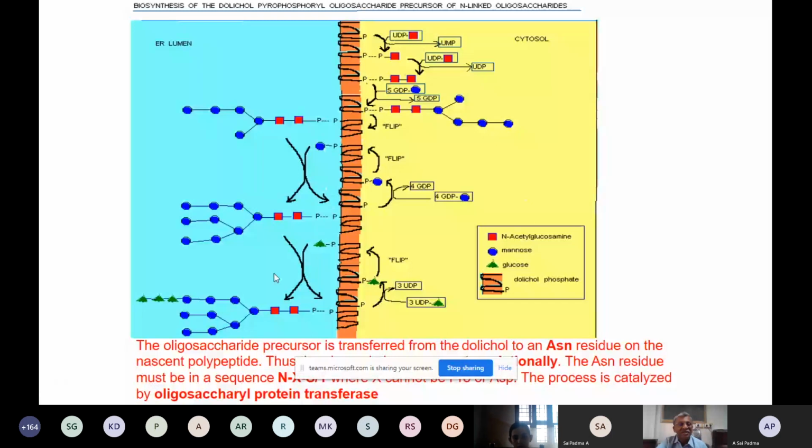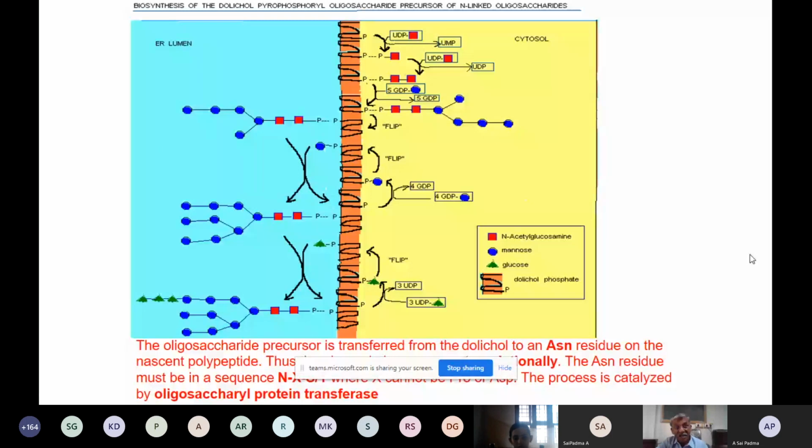And the N-acetylglucosamine is linked to the pyrophosphate, and the pyrophosphate is part of the dolichol molecule. Now, this is the core oligosaccharide that is specifically added to the glycoproteins, where there is a specific sequence of asparagine, X, serine, or threonine. So this process is catalyzed by an enzyme called oligosaccharide protein transferase.